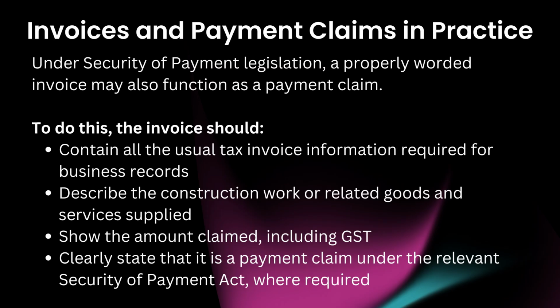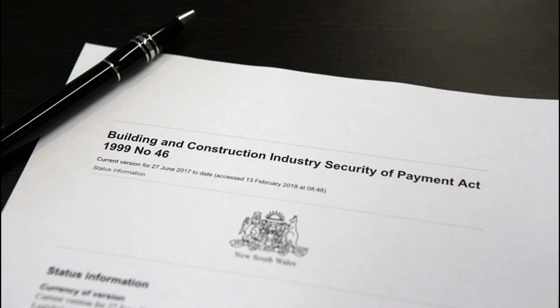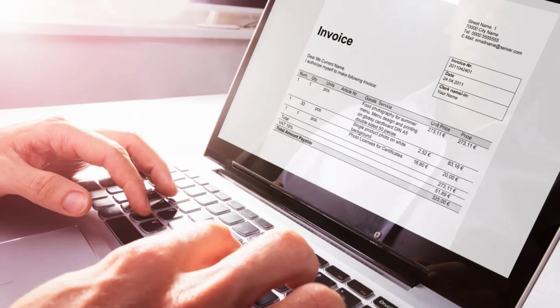Invoices and payment claims in practice. Under security of payment legislation, a properly worded invoice may also function as a payment claim. To do this, the invoice should contain all the usual tax invoice information required for business records, describe the construction work or related goods and services supplied, show the amount claimed, including GST, and clearly state that it is a payment claim under the relevant Security of Payment Act, where required.